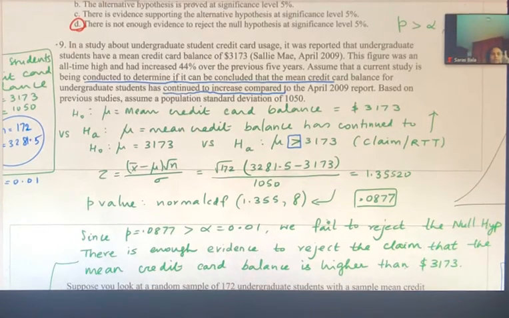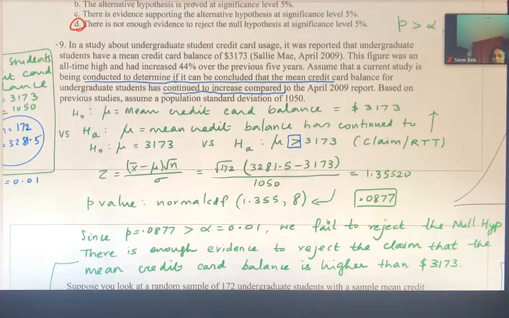Again, I'm telling you, reading the problem is important. Can it be concluded that the mean credit card balance for the undergrad students continues to increase as compared to the year 2009 report? So I see the keyword increase that's going to be appearing in my alternative hypothesis. With the word increase, I'm going to call it a right tail test, and that's what is going to be tested, or I'm looking for evidence for that claim. So you can write your claim, write it as.